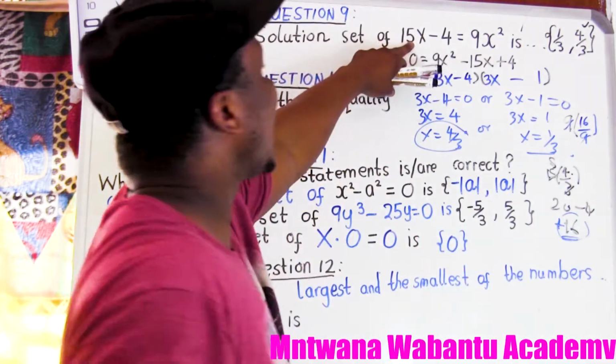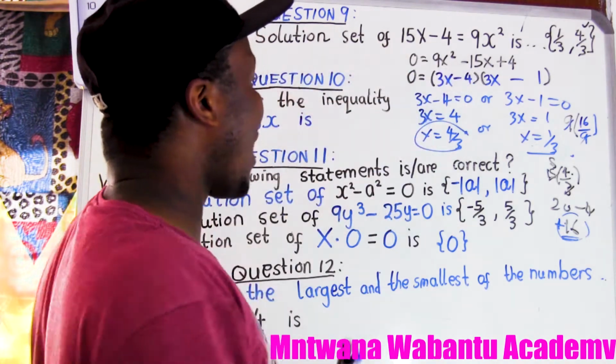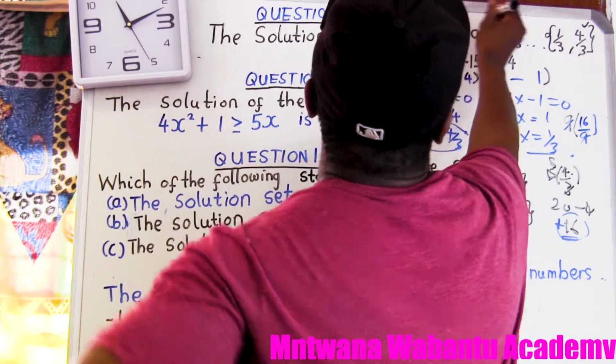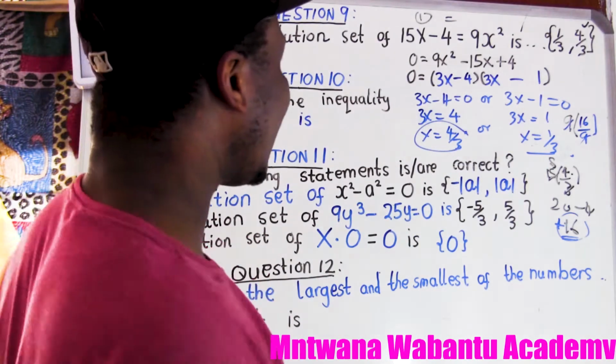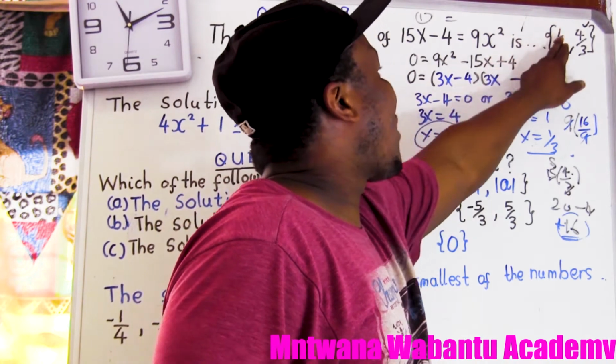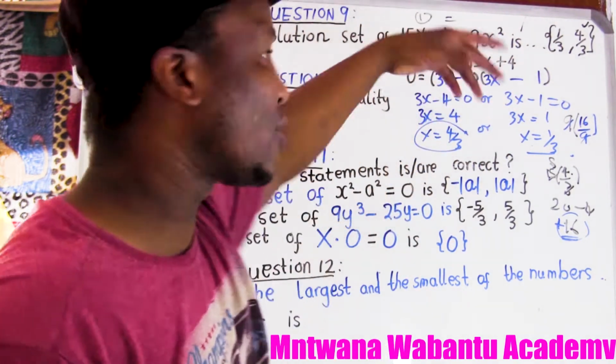If you put 1 over 3 here, it's going to be 15 times 1 over 3 equal to 5. 5 minus 4 equal to 1. So left hand side equal to 1. Now we want to see the right hand side. Now right hand side, this is going to be 9 times 1 over 3 squared. 1 squared equal to 1, 3 squared equal to 9. So 9 times 1 over 9 equal to 1. Left hand side equal to right hand side.